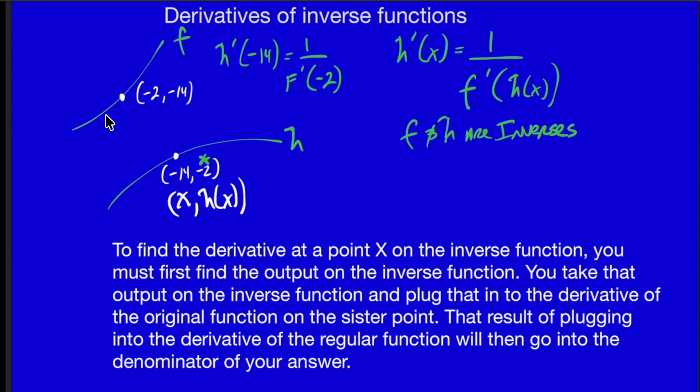Typically, we have the original function, which allows us to take the derivative of it. When we do that, we take this h of x, which becomes the input on the f graph. We plug that value into f prime, and whatever value we get, in the previous example we got 9, that will go into the denominator of your answer. So we put that 9 right there, and our final answer was 1/9.